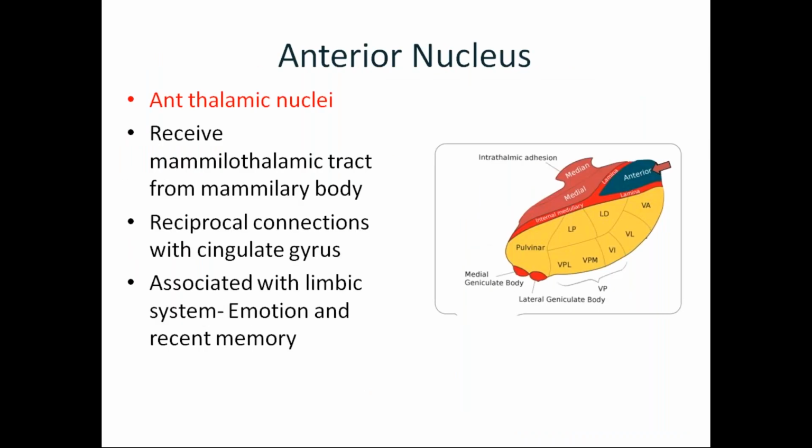Now let's come to the anterior group of nuclei. This is the anterior group of nuclei. It receives fibers from the mammillary body by a tract called the mammillothalamic tract, part of the limbic system. And from here it will go to the cingulate gyrus. You remember the corpus callosum that we have seen. Just above the corpus callosum, the gyrus is called the cingulate gyrus. This is associated with emotions and recent memory. Each of these fiber bundles that we are talking about has certain functions. So this is for emotions and recent memory, part of the limbic system.